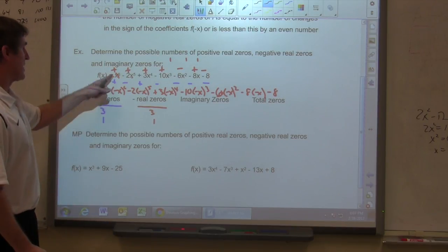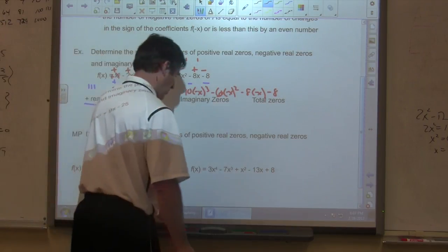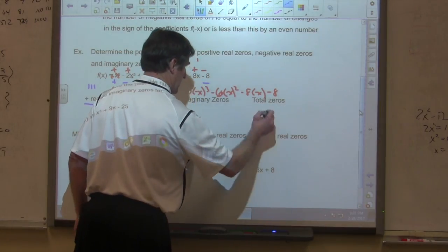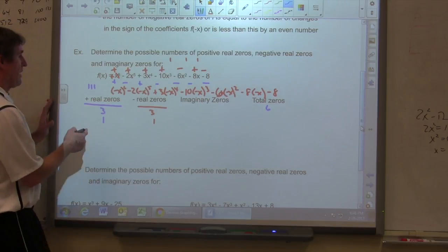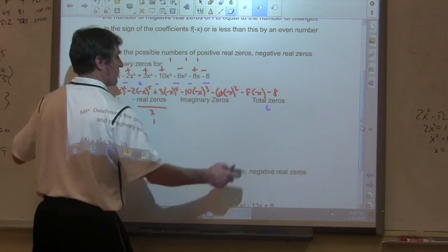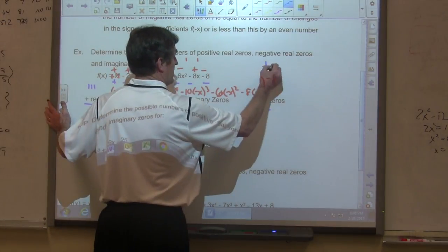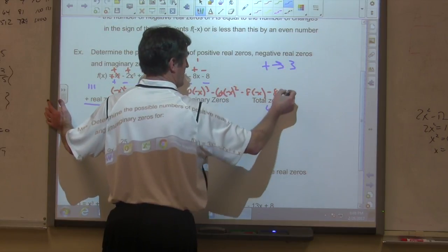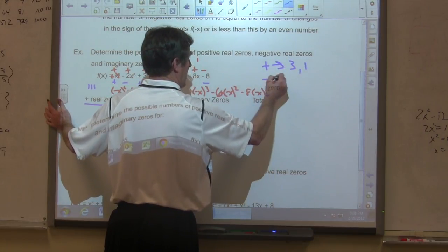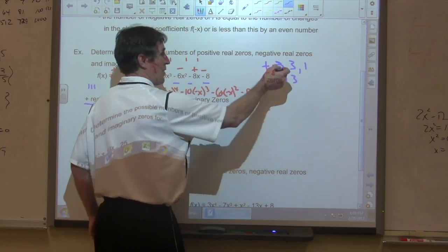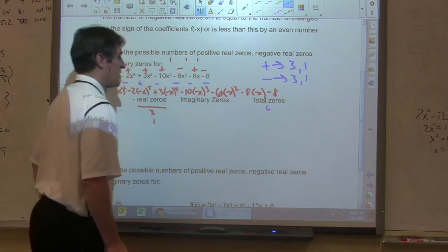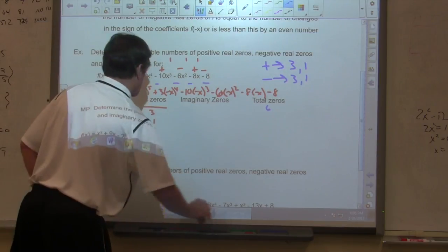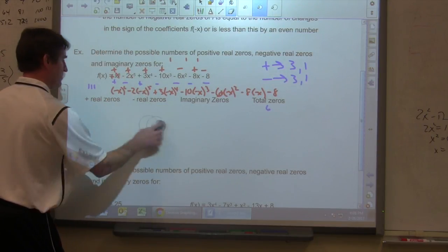Now, we know because it's 6 that we have a total of 6 possibilities. I'm going to write this up here. We know we have positive 3 possibilities, or 1, and negative we have 3 possibilities. Now remember, whatever this top number is, you go down by 2's until you get to 1 or 0. So we have 3 or 1. So we're going to just make a little chart here.